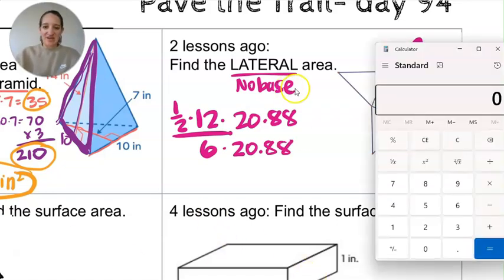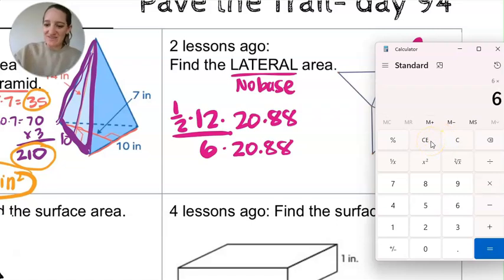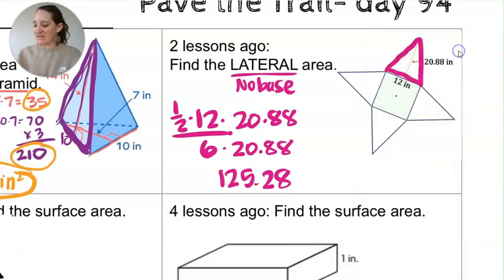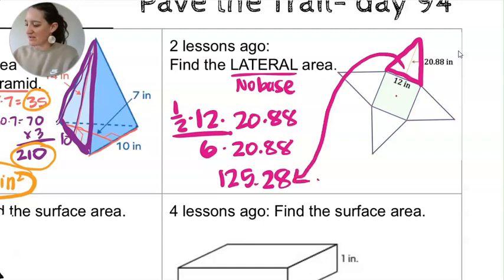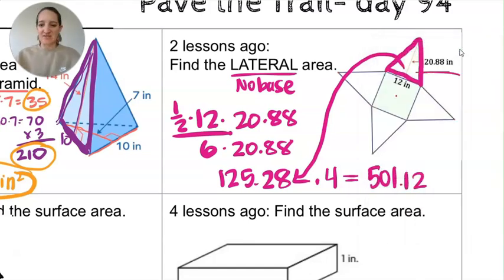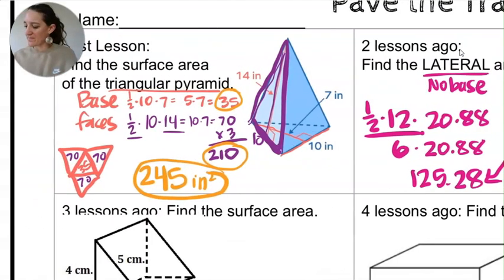I'll do my best not to put the calculator straight in the middle of the screen this video. And I get 125.28. And then I got to remember that's not my final answer, is it? That is just that triangle right there. So I need to times it by 4. Oops, times by 4. And that gives me 501.12. That doesn't seem very pretty, but we started with a decimal that wasn't very pretty. So I guess we're good there. Inches squared.